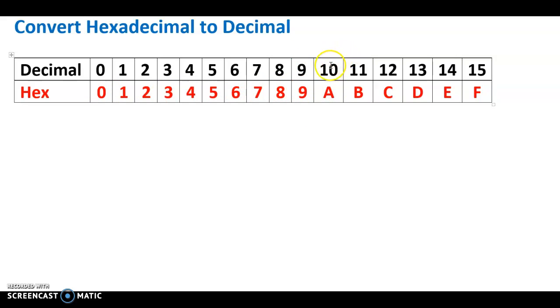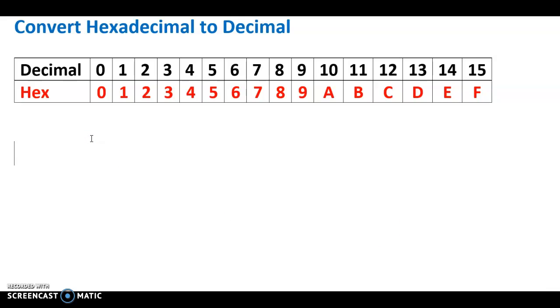But when it is 2 digits with decimal number 10, the equivalent hexadecimal is A. For 11 it's B, 12 C, 13 D, 14 E, 15 F, and after 15 the hexadecimal numbers take 2 digits instead of 1. So that's a table we need to get familiar with. Now let's do an example.